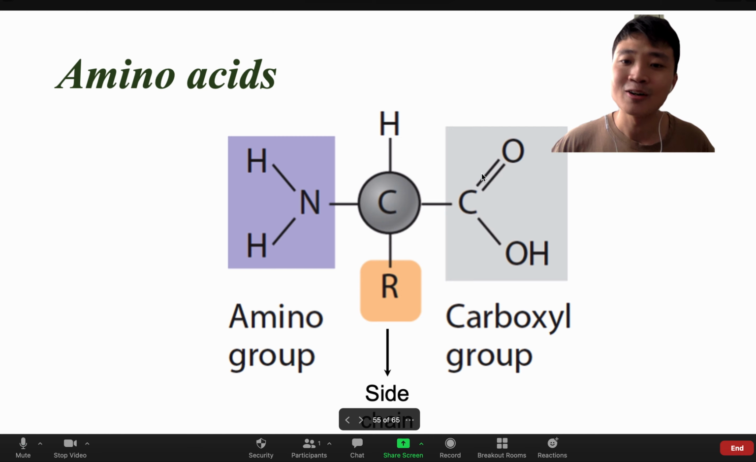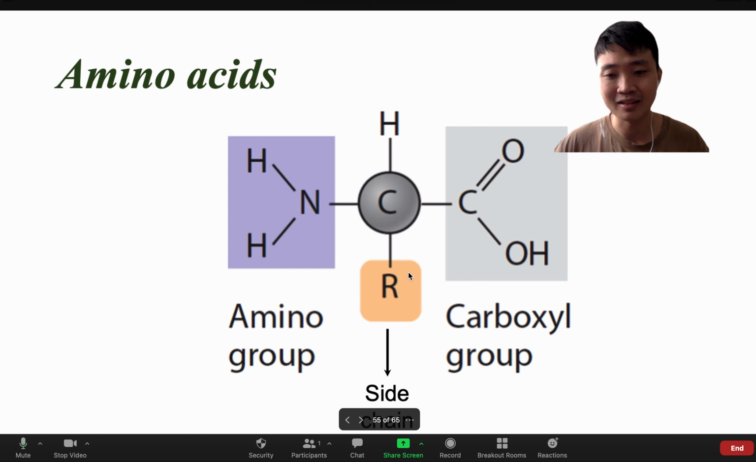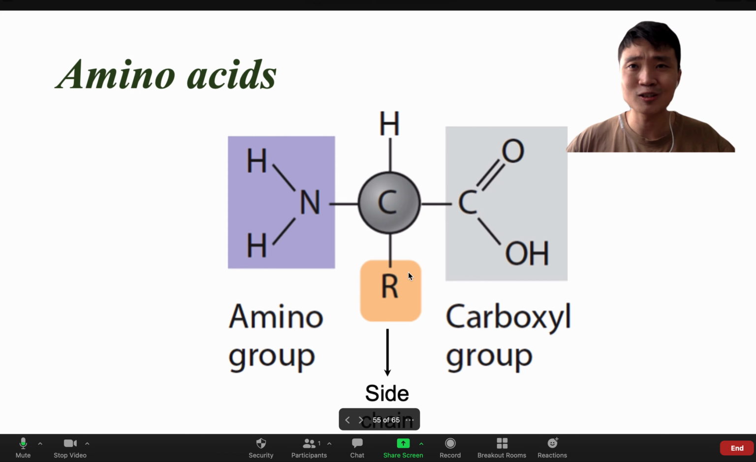Then on the other side, we have a carboxyl group. So C double bond O, then single bond OH, so COOH. And finally, there's an R side chain. I'm not sure if this is showing here, but it says side chain, R side chain. Then what's this R side chain thing?